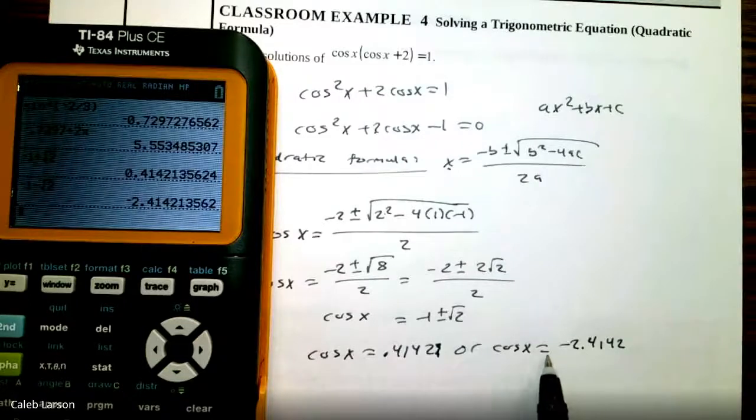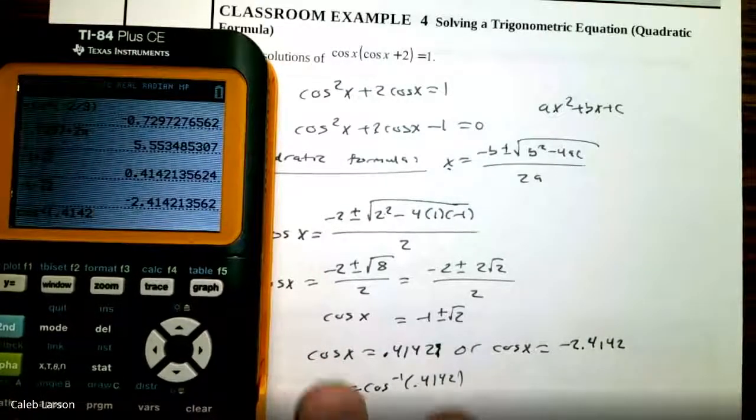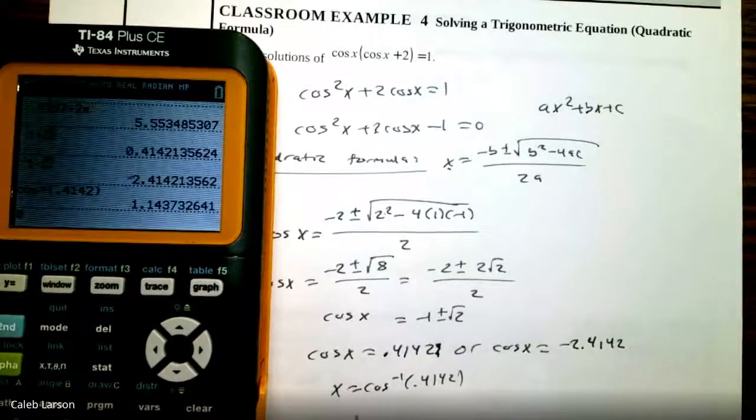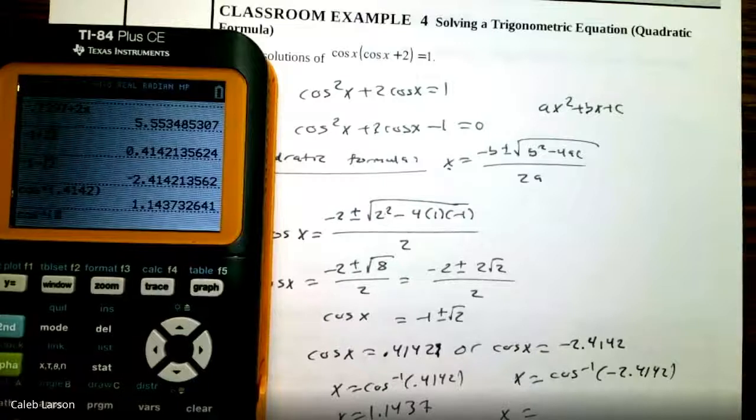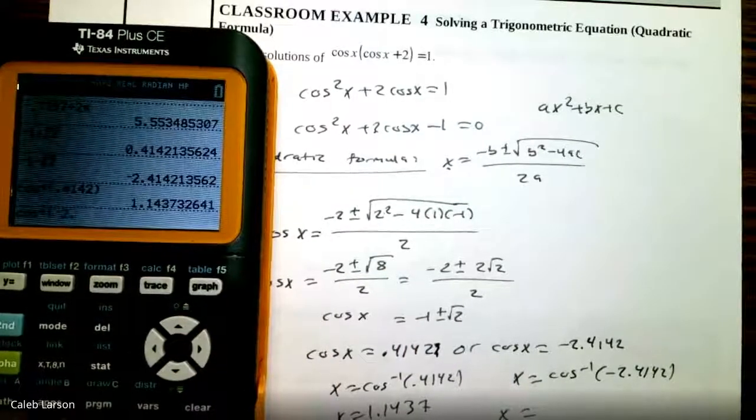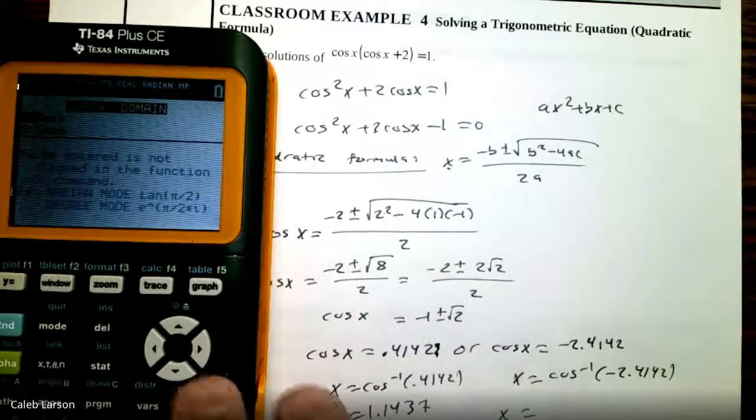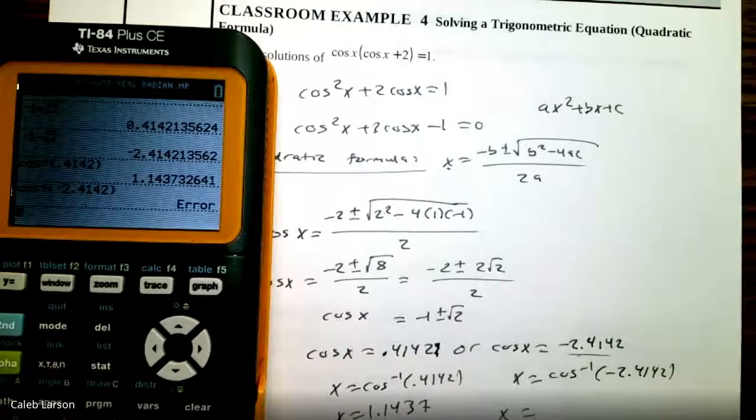First off, we have to do the inverse cosine. So when we do this, we just take the inverse cosine of 0.4142, just to be consistent with our work. So we get x equals 1.1437. And on this side, inverse cosine again of -2.4142. Oh, so this is the issue. This is not actually in our domain, right?